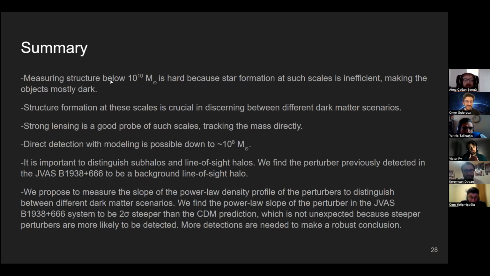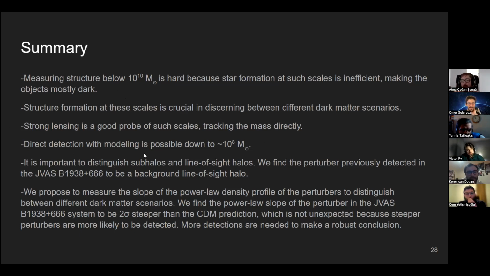So, a rough outline: we're trying to measure structure below 10 to the 10 solar masses because that's the place where we are able to tell between different dark matter models, because that's the place where they differ. Any other place where they differ, we have already observed. So far, it's consistent with CDM. Strong lensing is a really good probe of such scales. It tracks the mass directly. It's a function of mass density.